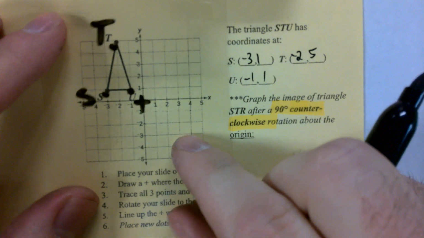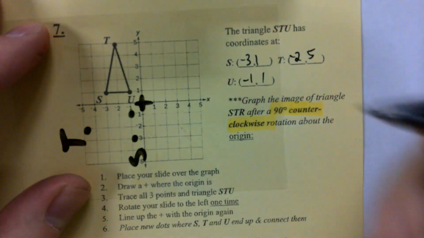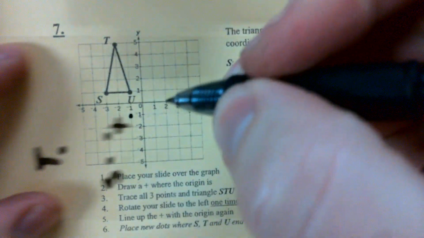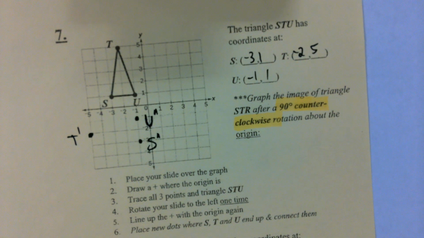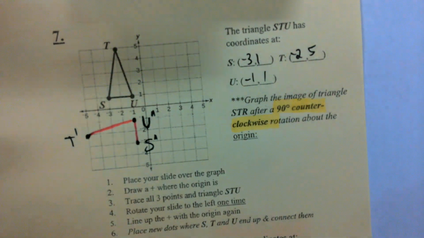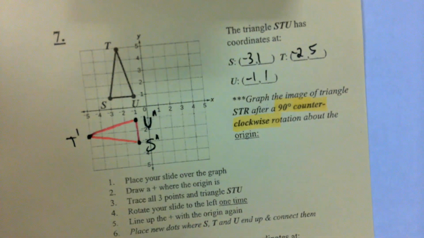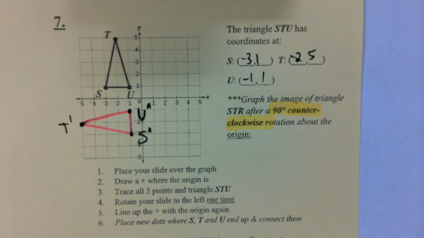So here's where we start. We turn it one space to the left. There's our 90-degree rotation right there. Just 1 point there. There's U prime, S prime, T prime. And there is my prime figure, or my image, as we learned last week.